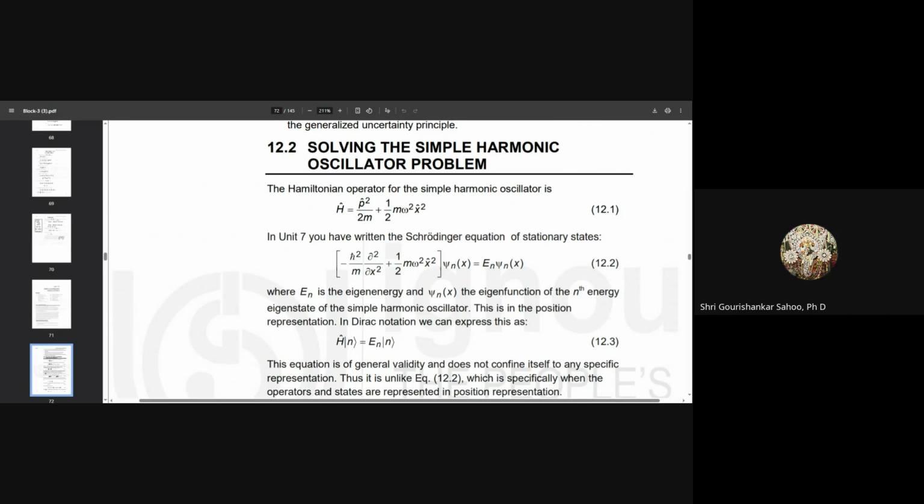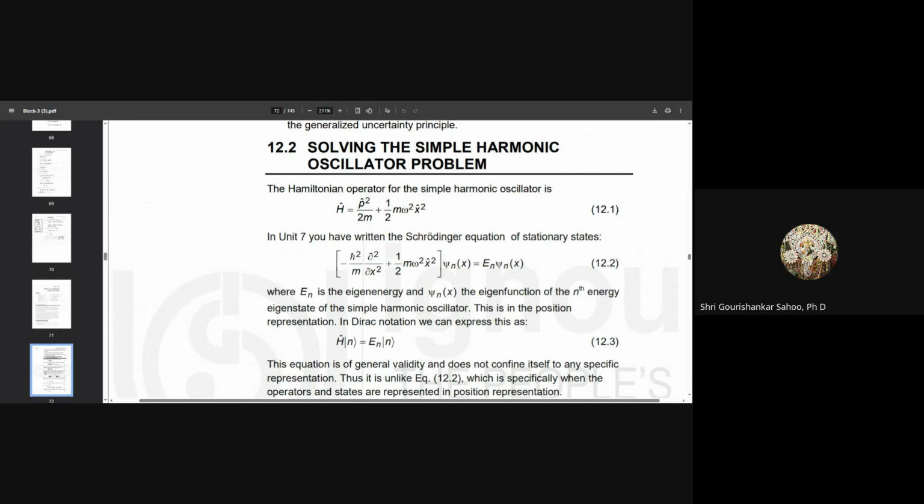The Hamiltonian operator of the simple harmonic oscillator can be written as H cap is equal to P cap square by twice m plus half m omega square x cap square. So in the Schrodinger picture, you have minus h cross square by twice m del square by del x square plus half m omega square x cap square acting on psi n is equal to E n psi n, where E n is the eigenenergy and psi n is the eigenfunction of the nth energy eigenstate of the simple harmonic oscillator.